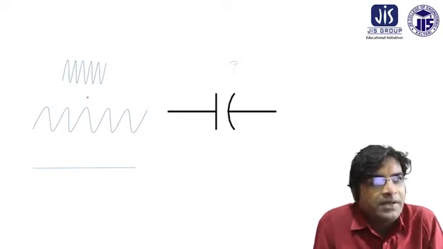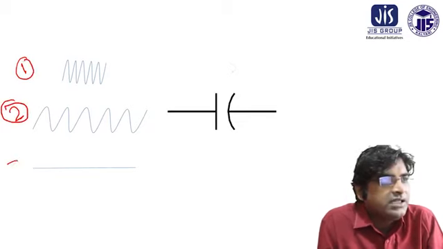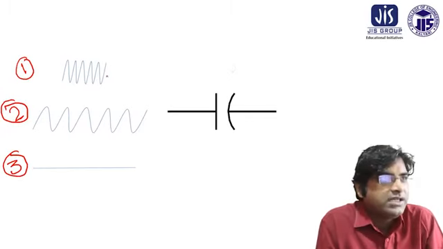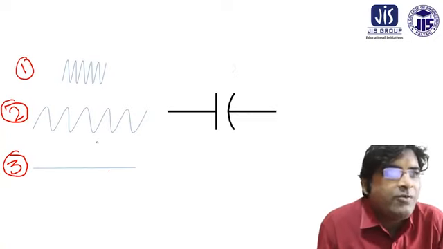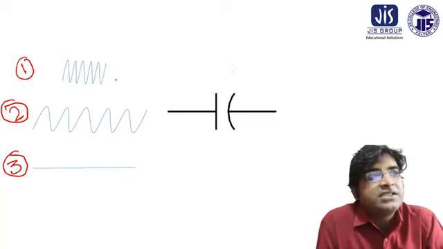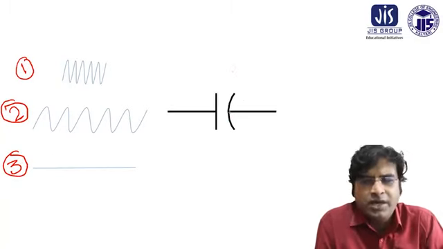In the case of this capacitance, I am giving you three signals. This is signal one, this is signal two, and this is signal three. Now I am asking you this question: which of these three signals has the higher probability of passing through this particular capacitance? How is it related to the reactance? I am coming to that.